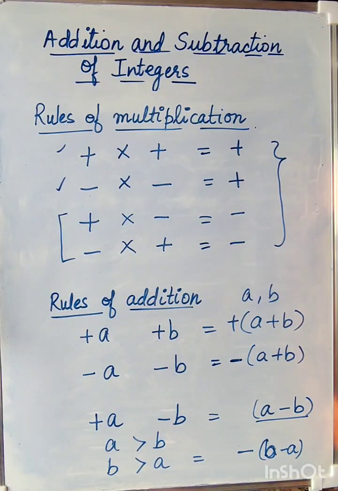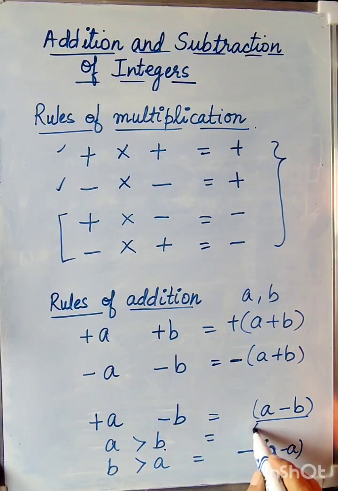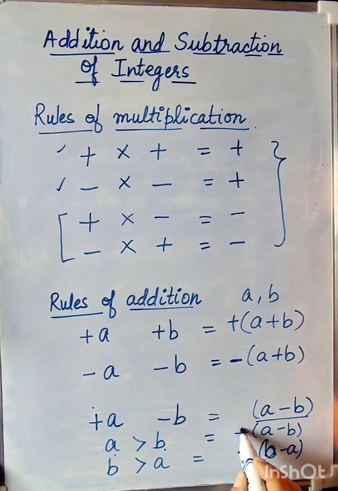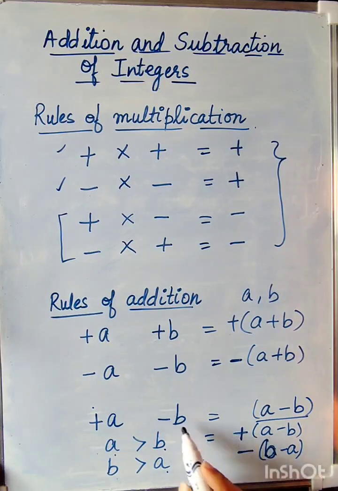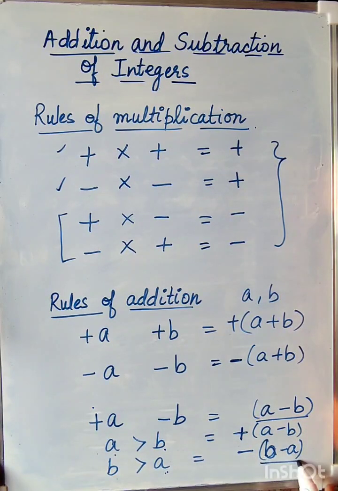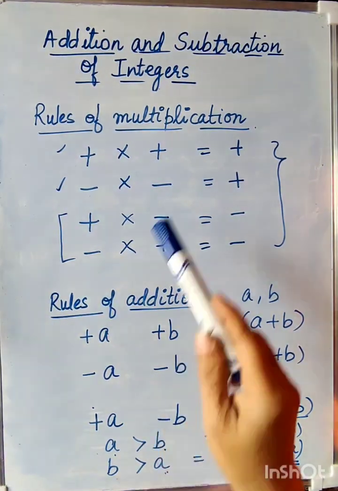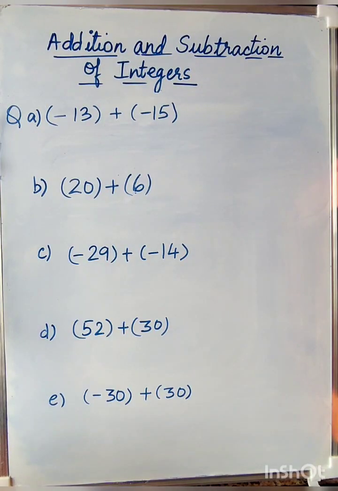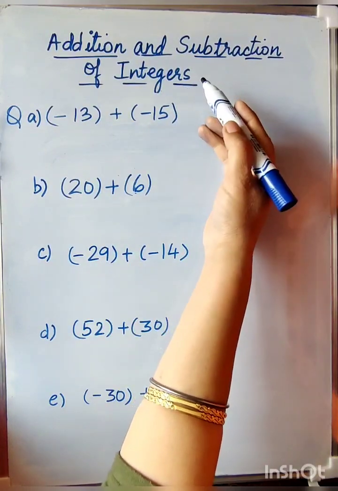Clear? This I will explain once again. So if a is greater than b, you will find the difference, but the sign will be of a. That means the positive sign. This will be the difference with a positive sign. And if b is greater than a, the second number is greater than a, again we will find that difference, but the sign will be the sign of b. We will understand these rules by doing some examples. So let us solve some examples based on this addition and subtraction of integers now.